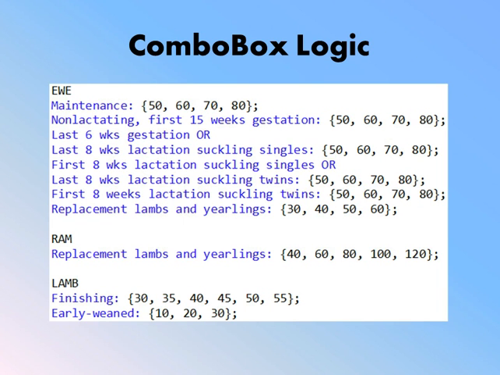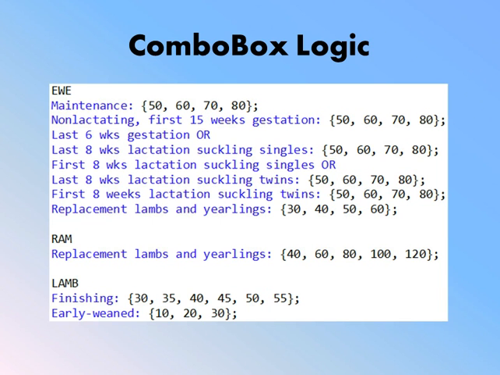Here's my logic for the combo boxes. So the first thing that the user does is they select either ewe, ram, or lamb. From there you can see all the text in blue on the screen. Those are the items that will show up in each list. So if they pick ewe, you can see all that blue underneath ewe. That is actually the items that will show up.